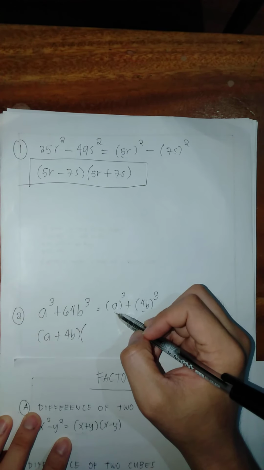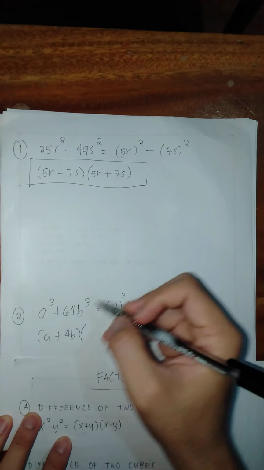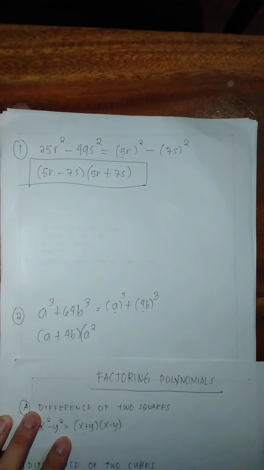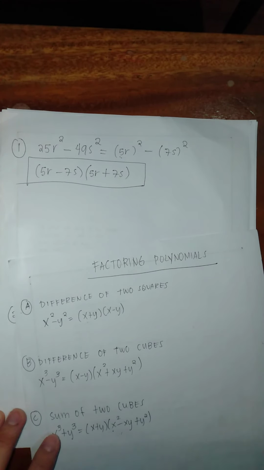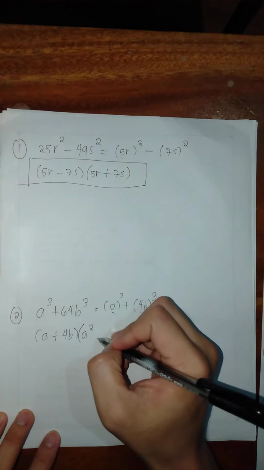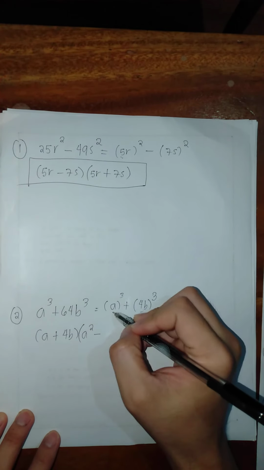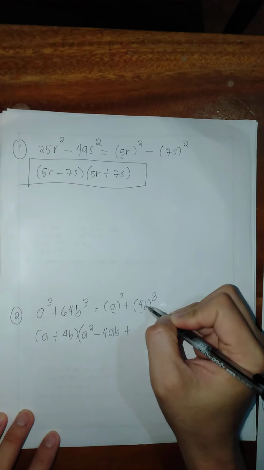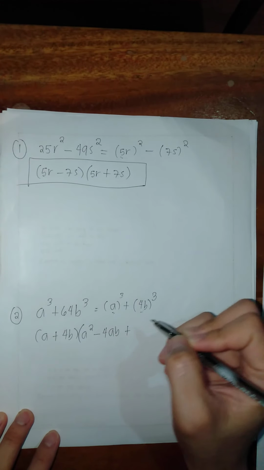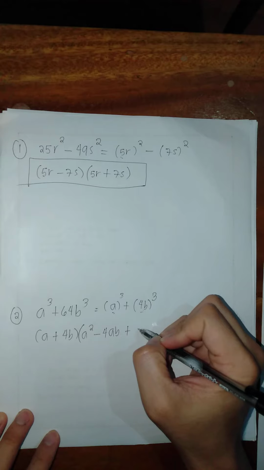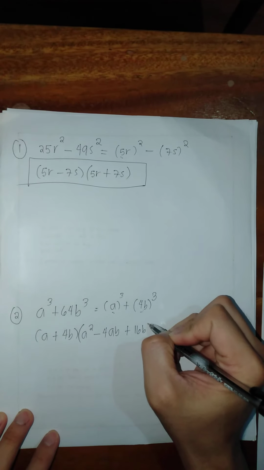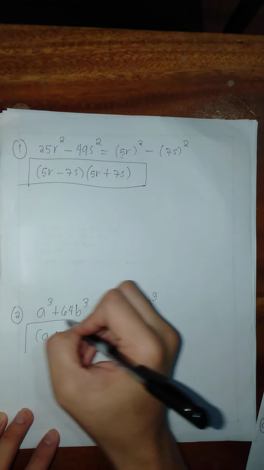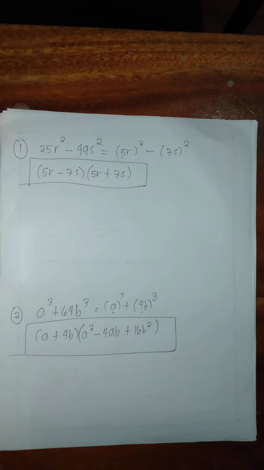So, that is a raised to second power. So, a squared. Then, minus, di ba? That is minus. So, 4b times a. So, 4ab plus, so that is 4b squared raised to squared, so that is 16b squared, and this is your final answer. So factor na natin siya, okay?